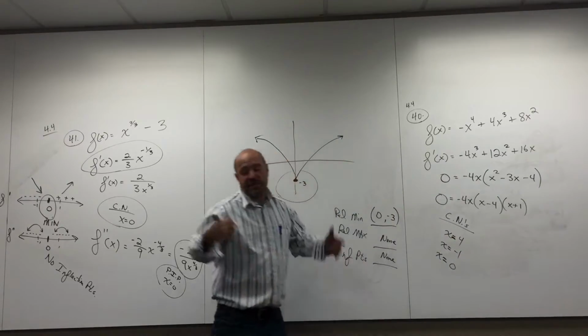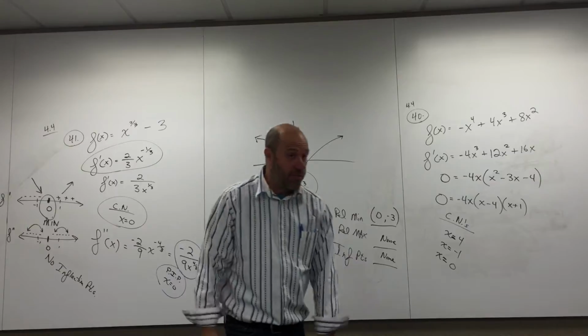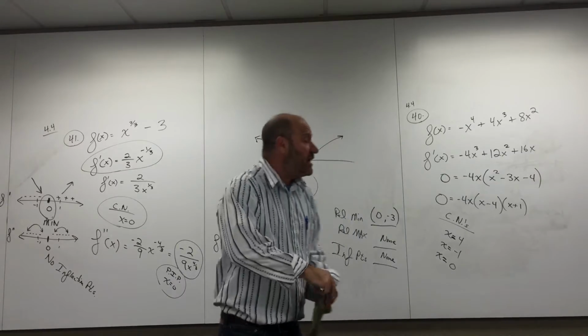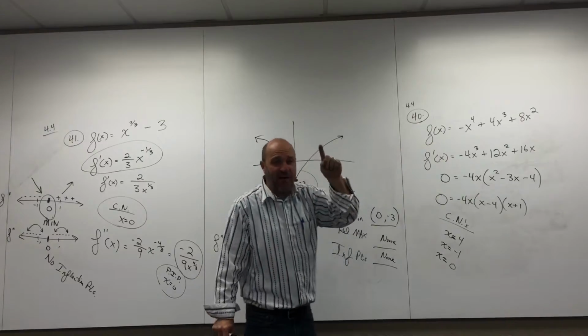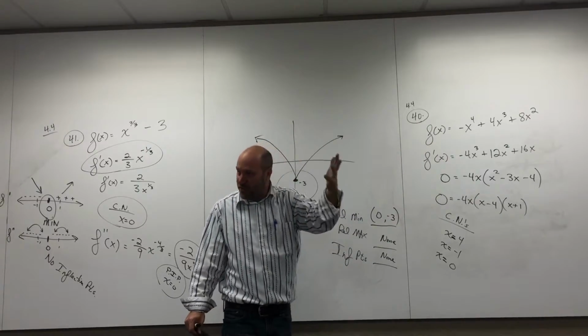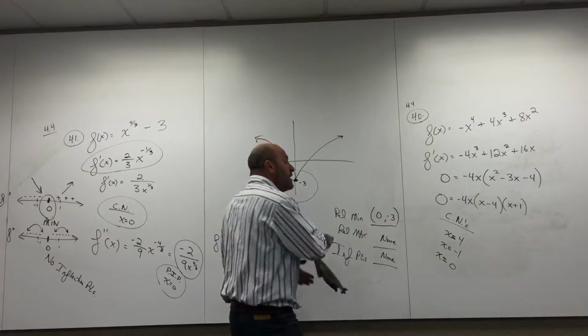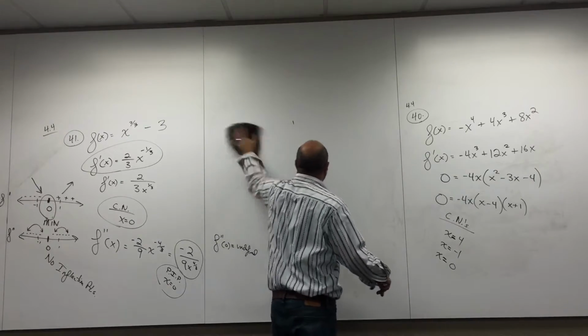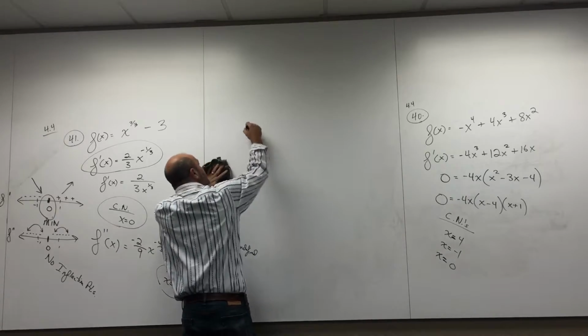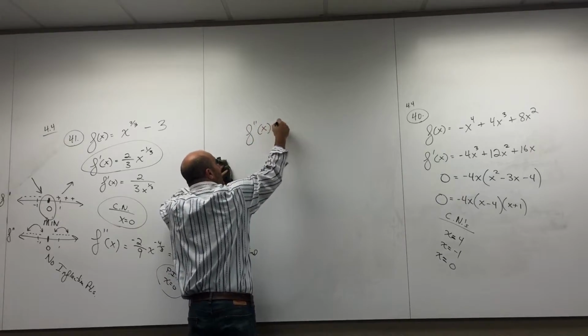I want to test them to see who's a min or a max or maybe a neither. I kind of prefer a first derivative test, but I'm trying to do what the book said. They want me to do a second derivative test. A second derivative test means I need a second derivative. That's not hard on this one. A second derivative is kind of easy here.